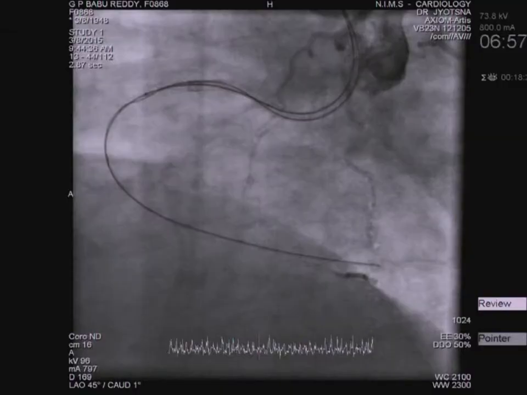Quickly, before I start my talk, while they're connected, I can show you what we did in the CTO case in the morning. Can we have those images going up? So where we left you was where we crossed the CTO with a wire here.